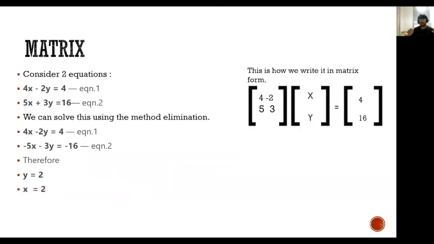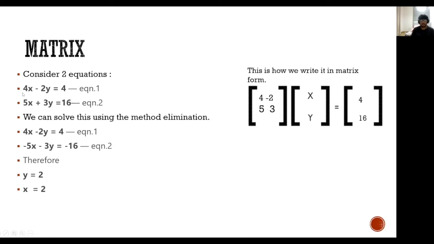Let's get into matrices. Consider we have two equations. 4x minus 2y is equal to 4. That's our first equation. And 5x plus 3y is equal to 16. Now, if you were to represent this in matrix form, you would represent it like this. 4 and minus 2 come from the first equation, and 5 and 3 come from the second equation.